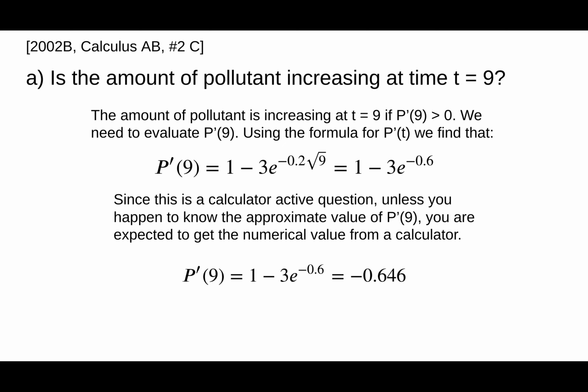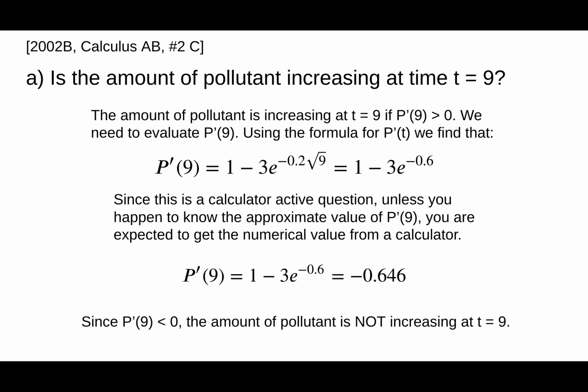If we plug that into our calculator, we see that p prime of 9 is approximately negative 0.646. Since p prime of 9 is negative and it would need to be positive in order to be considered increasing at time t equals 9, we can conclude that the amount of pollution in the lake is not increasing at time t equals 9.